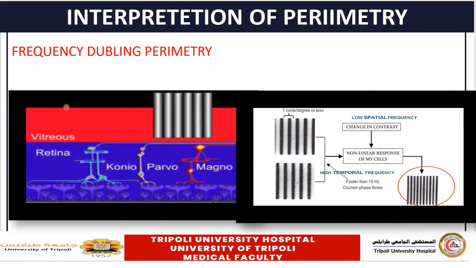Now, when we expose the patient to this type of stimulus, that's a sinusoidal grating with low spatial frequency and high temporal frequency, it's selectively targeting the magnocellular cells, and it induces a motion stimulus to the patient, and we can detect early changes in glaucoma based on this test. It is called frequency doubling.